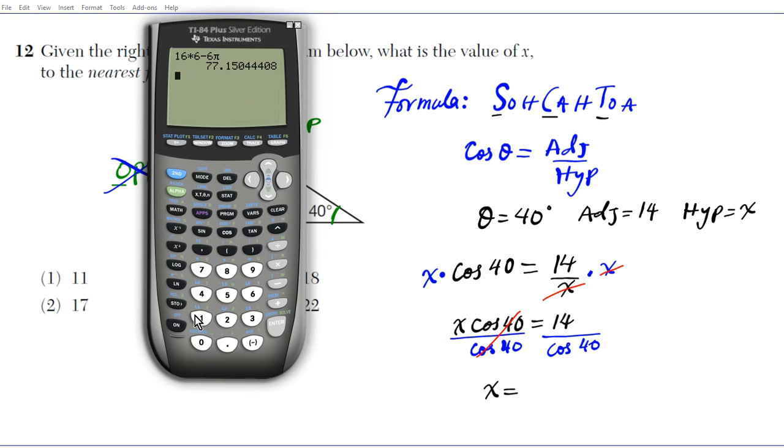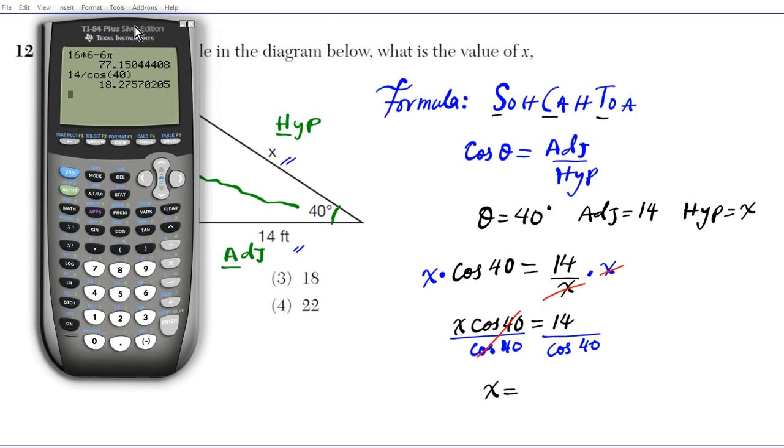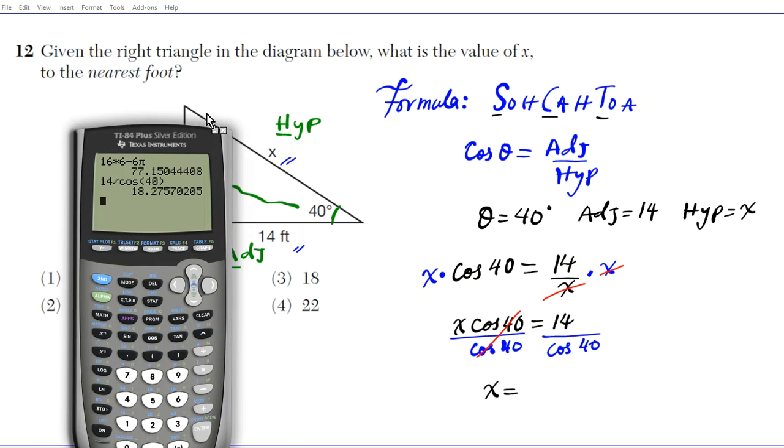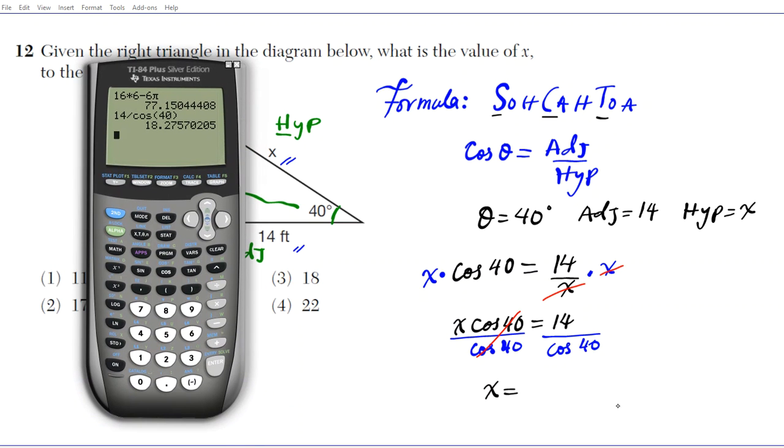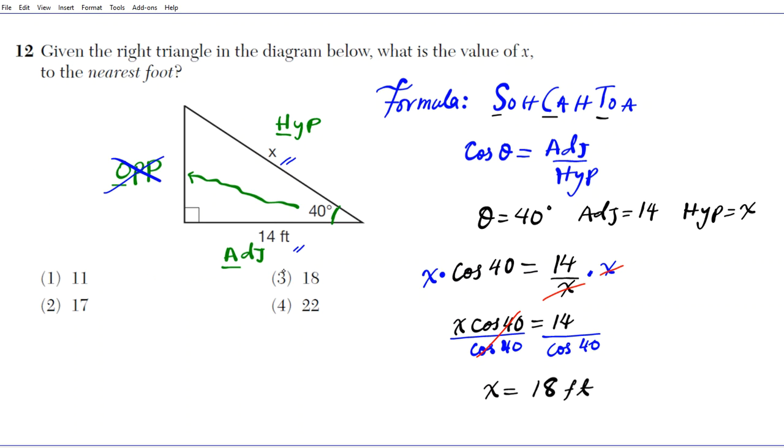We are looking at the ratio between 14 and cosine 40. And we have 18.275. We're rounding it to the nearest foot, so it's going to be 18 feet. Answer for question number 12 is option number 3.